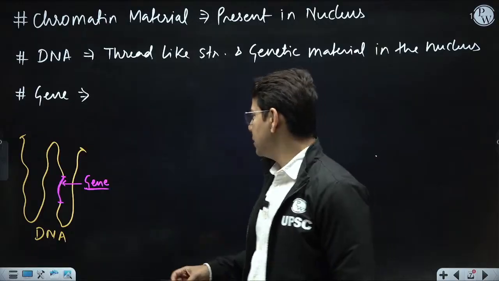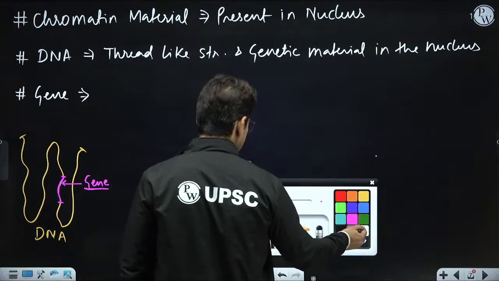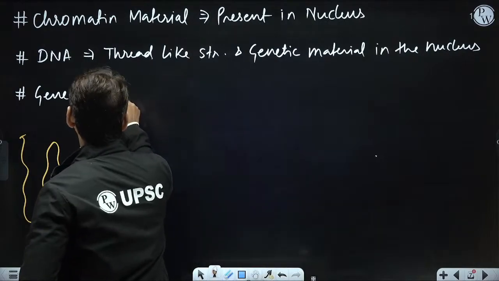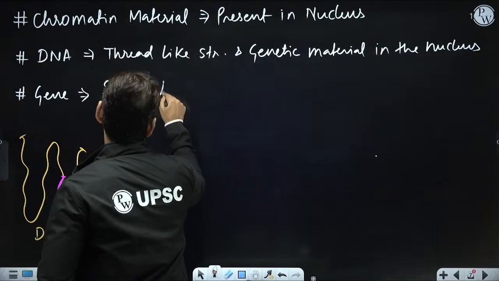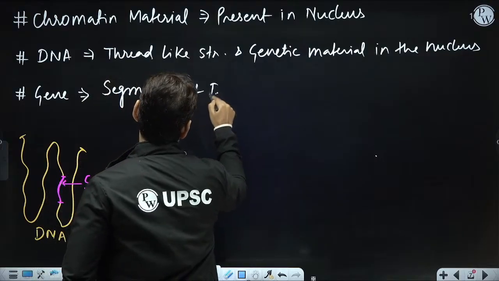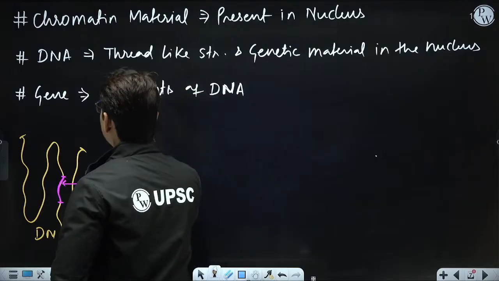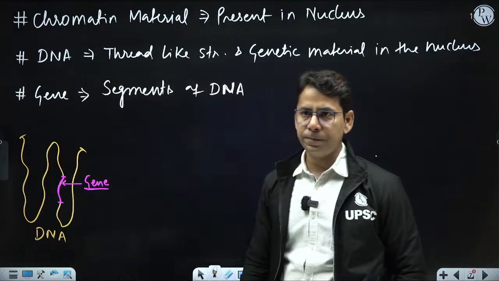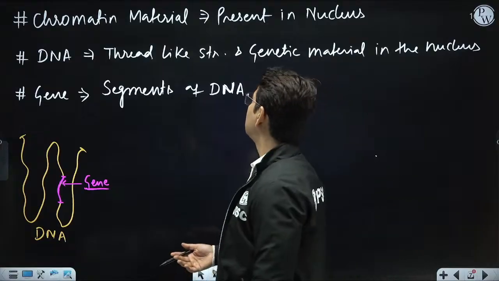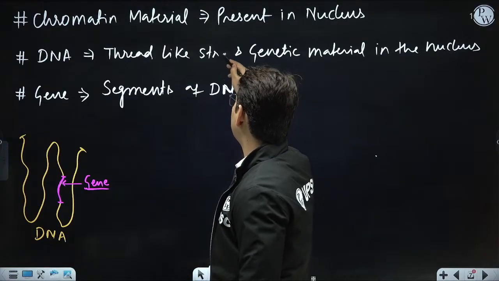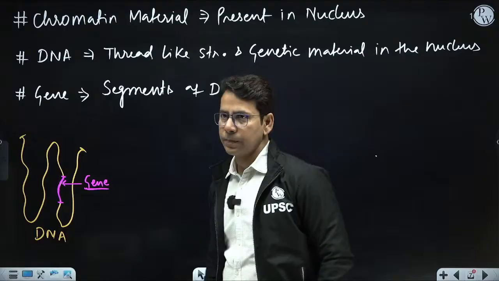So what are genes? How can we define genes? Genes are segments of DNA. So how many segments can it have? Many, thousands of segments would be there. A structure का short form, STR structure, right?